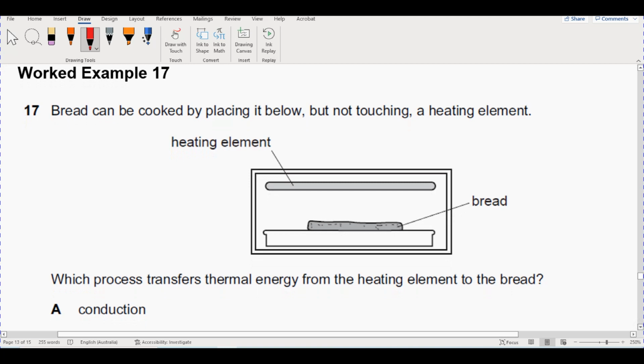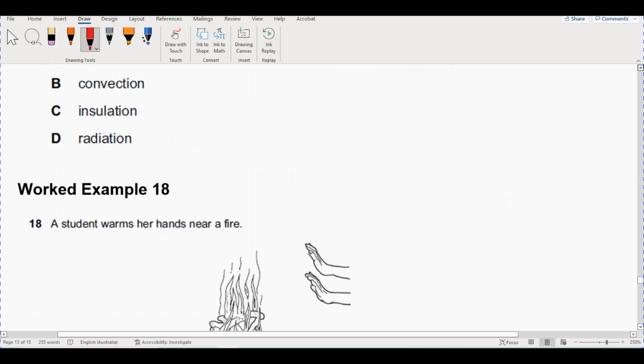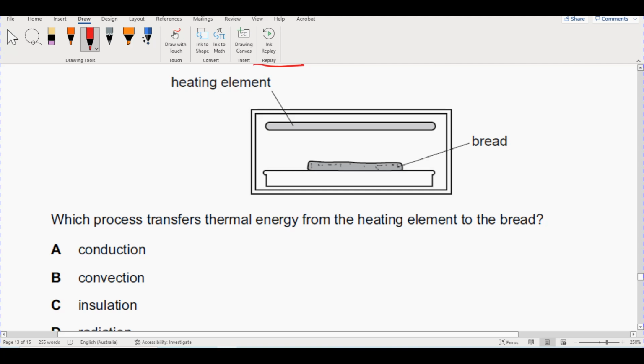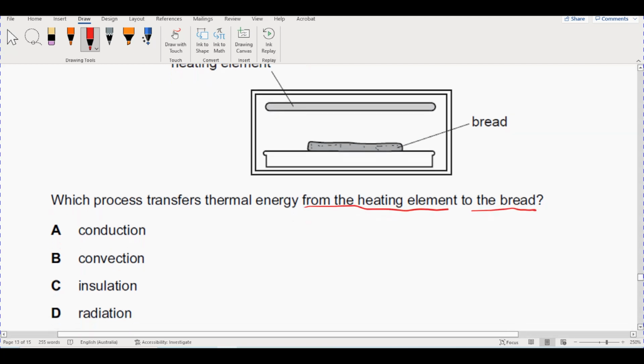Okay, here are some examples as well. Bread can be cooked by placing it below but not touching a heating element. Okay, not touching and below the heating element. So in this way, which process transfers thermal energy from the heating element to the bread?